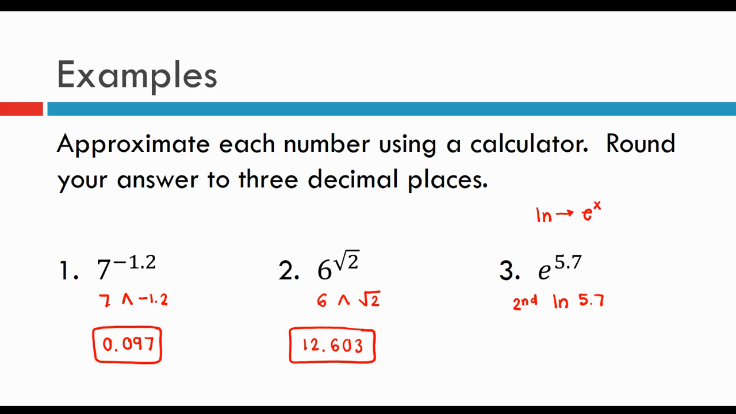Okay, so once again, I want to approximate this. To 3 decimal places, we should have gotten 298.867. Okay, because part of your homework is going to be you looking at numbers and approximating them with your calculator. So if you have any questions on how to use your calculator, please let me know.